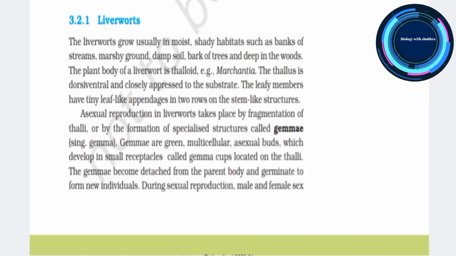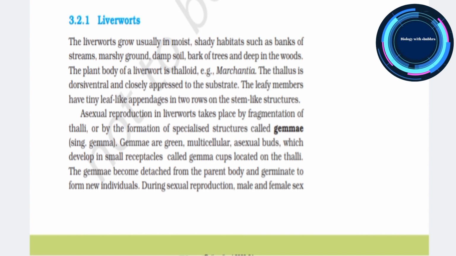Asexual reproduction in liverworts takes place by fragmentation of thalli or by formation of a specialized structure called gemmae. Gemmae are green multicellular asexual buds which develop in small receptacles called gemma cups located in the thalli. We have seen this in the diagram here. The gemmae become detached from the parent body and germinate to form new individual.